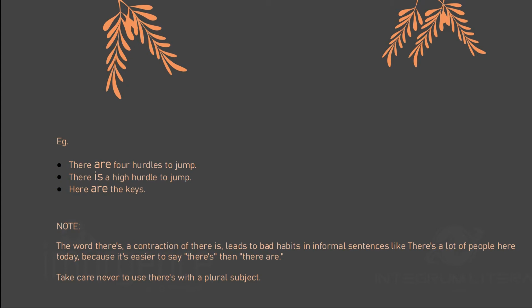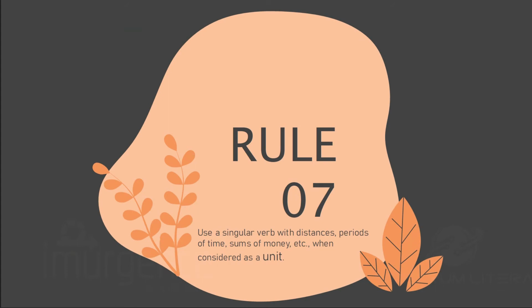When the third one, here are the keys. Again, "are" is plural, and "keys" is the plural. Yep. Moving on. So rule number 7: use a singular verb with distances, periods of time, sums of money, etc.